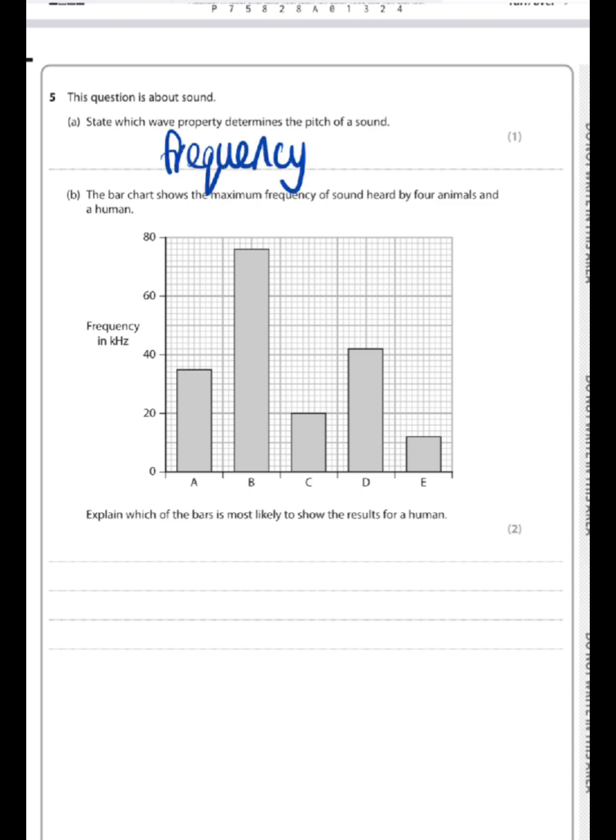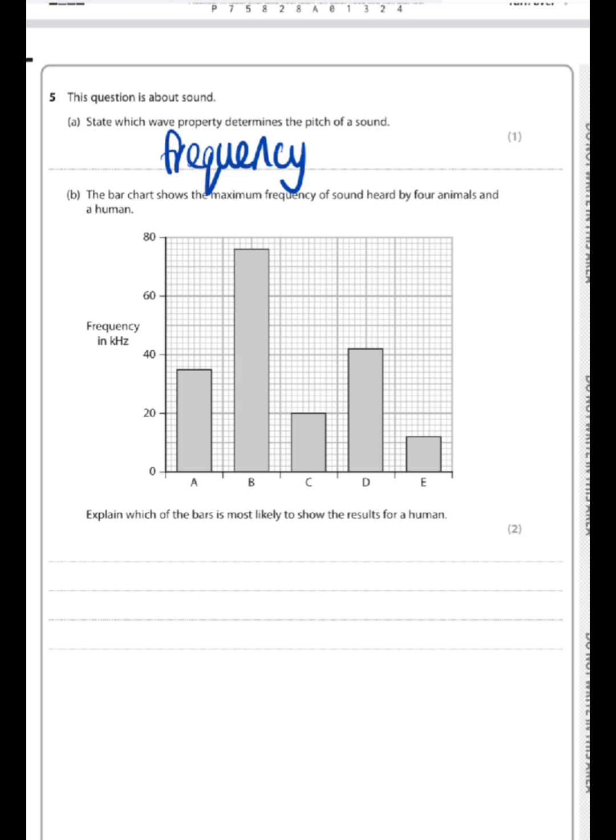Then we're shown the maximum frequency of sound heard by 4 animals and a human, and we're asked to explain which of the bars is most likely to show the results for a human. So first of all, we've got to correctly identify the bar, and then we've got to say how we know it is that bar. So the thing about humans is that our hearing range is capped at about 20,000 hertz.